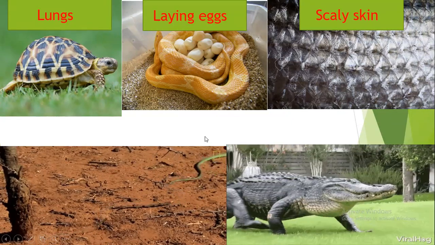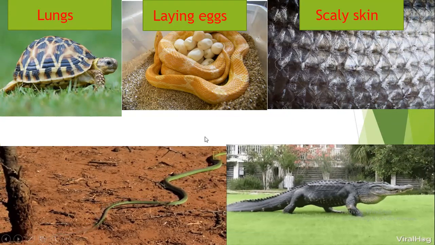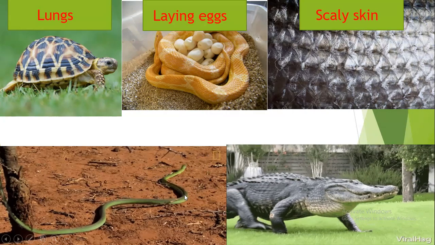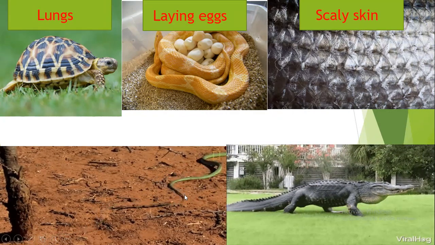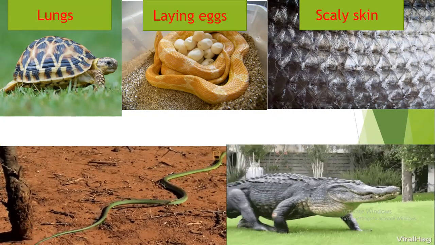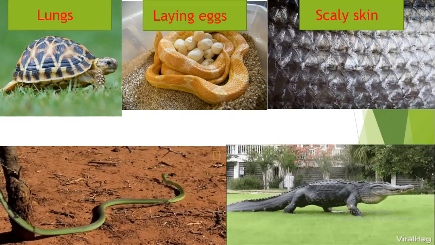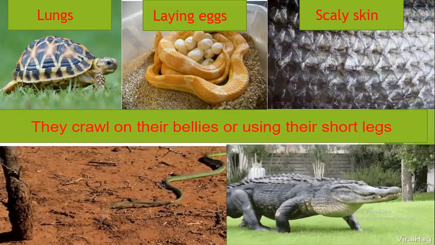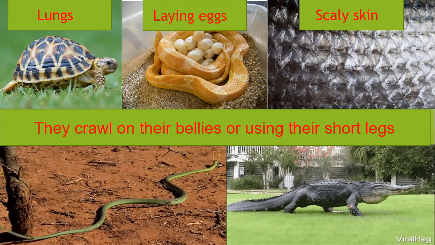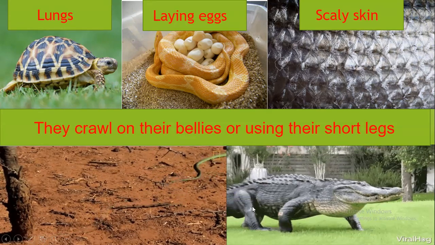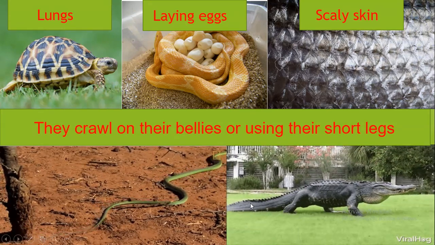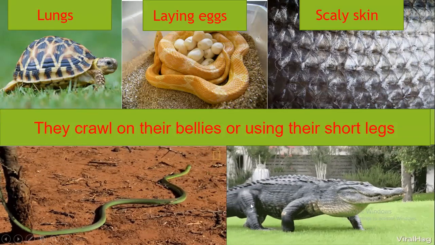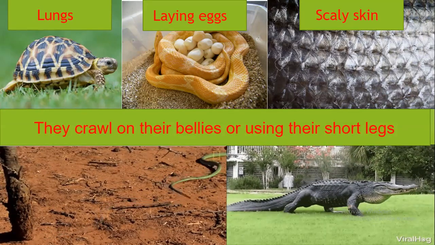Now, how do they move? Snakes don't have any legs, so they slither along the ground, or they crawl on their bellies. This crocodile here uses its short legs. And that's it for vertebrate animals.